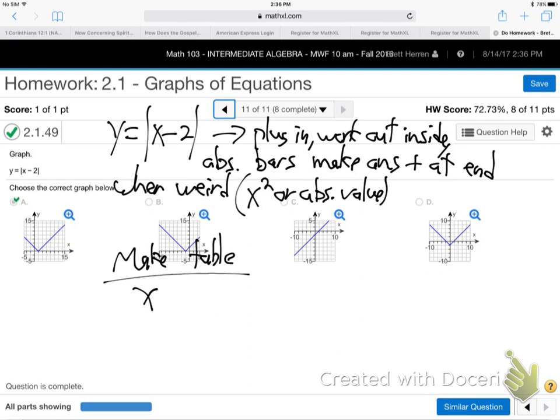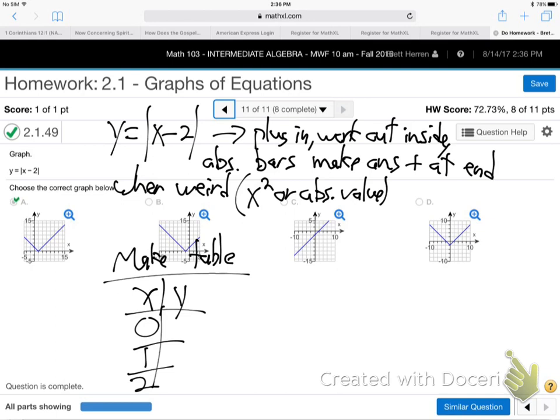That's what I'm saying. So make an XY table, put in 0, 1, and 2. Just a good, easy way to start. So if they give you something weird, something other than just regular X and Y, no absolute values, no squares, then just make a table. So on the weird ones, make an XY table.